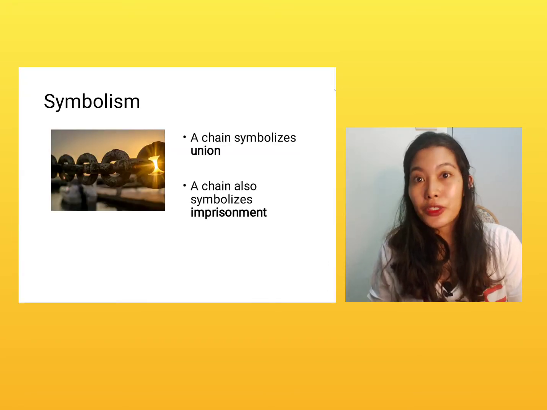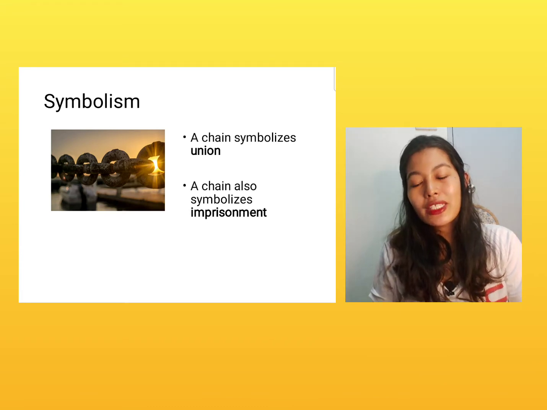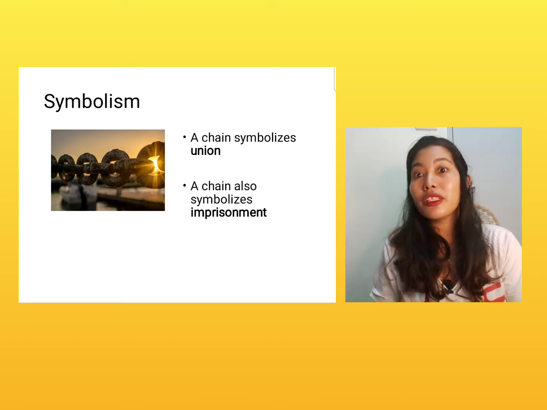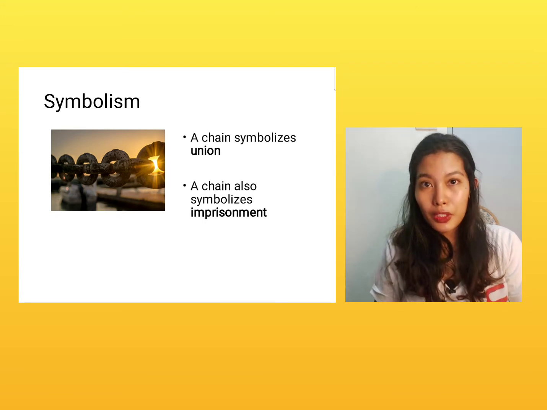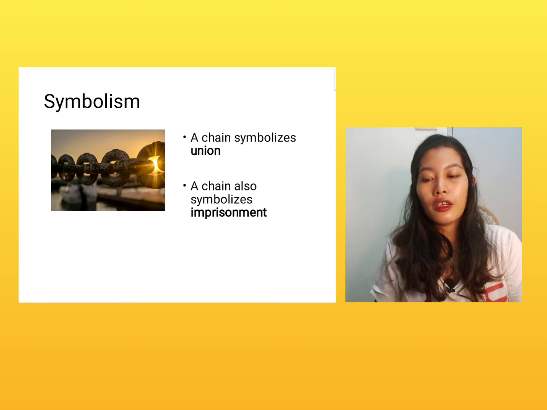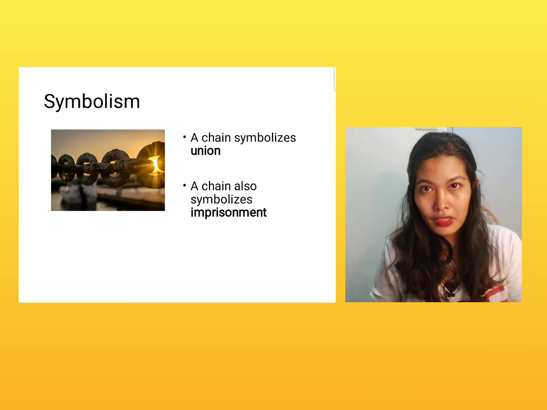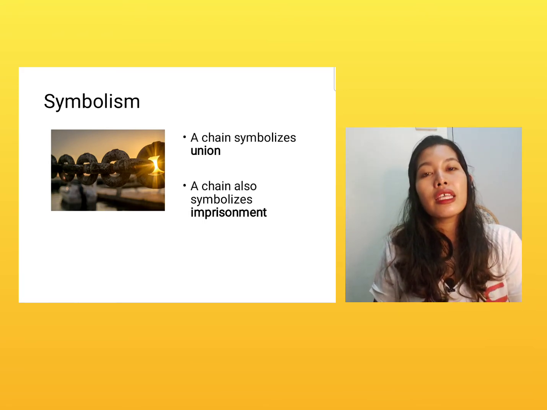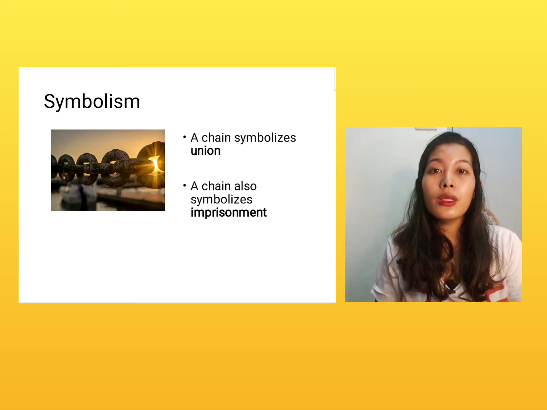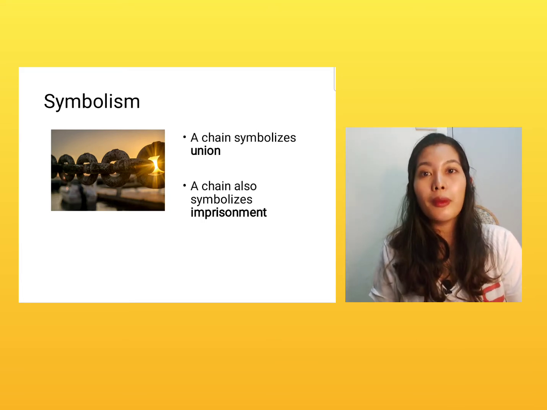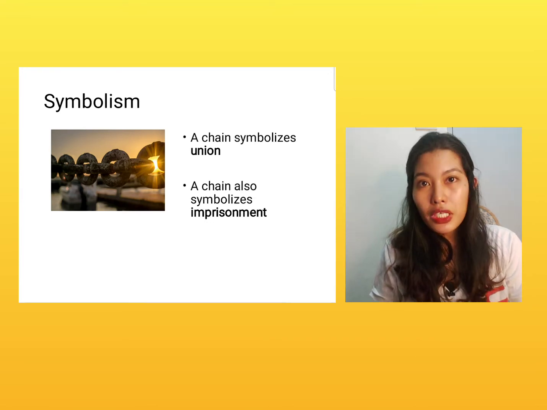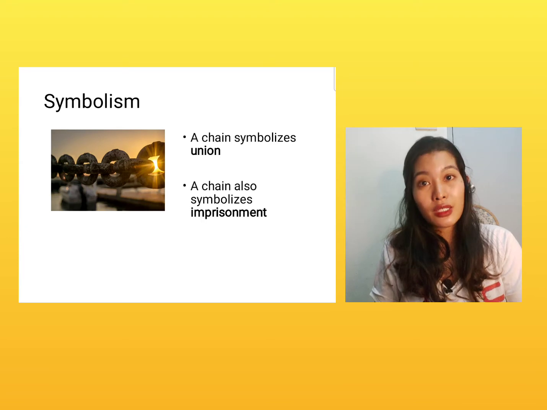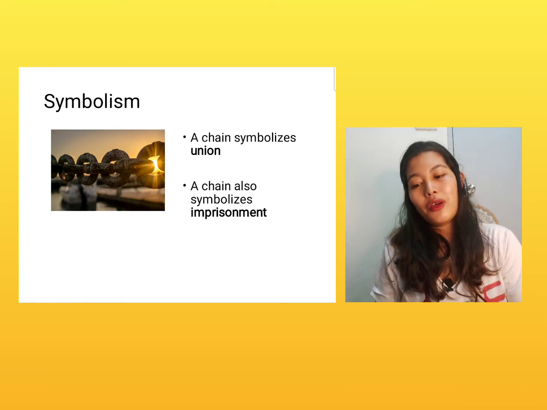Here is a picture of a chain. On one hand, a chain symbolizes union, the union of two metals. But on the other hand, because it has been used in our culture for centuries when we're imprisoning someone, a chain also symbolizes imprisonment. So a symbolism can have dual meanings, not just dual but multiple meanings. And it is very important to take a look at how it has been used in a specific poetry. All right, so that's chain.